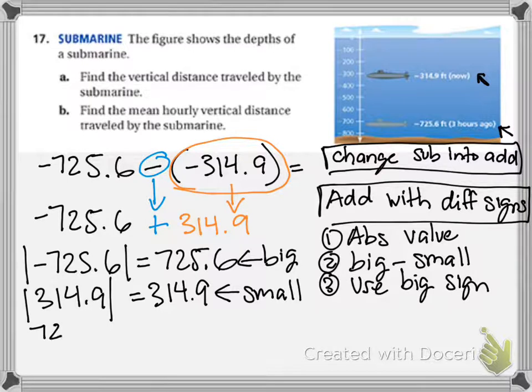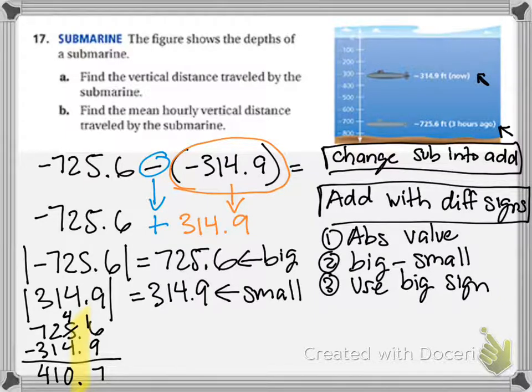So 725.6, 314.9, and I am making sure that my decimal points are stacked on top of each other, so I know where the decimal point needs to go for the answer. 6 minus 9 I can't do, so I'm going to borrow. 16 minus 9 is 7. 4 minus 4 is 0. 2 minus 1 is 1. 7 minus 3 is 4. Okay, so we've got 410.7.